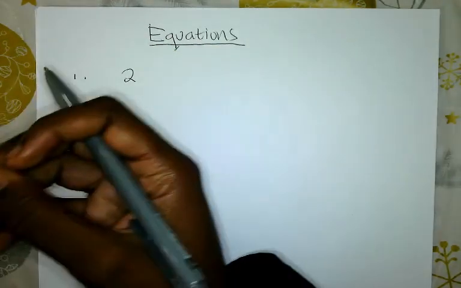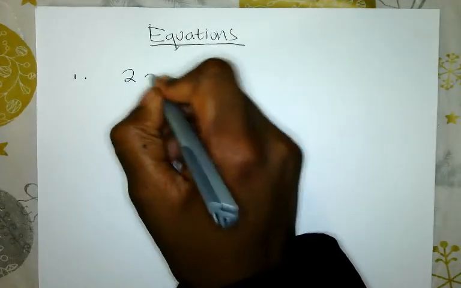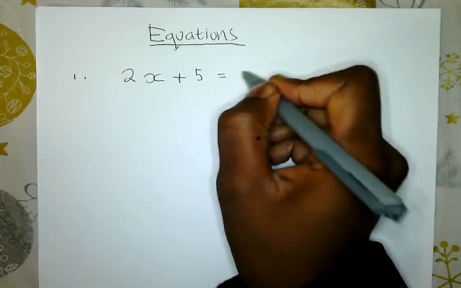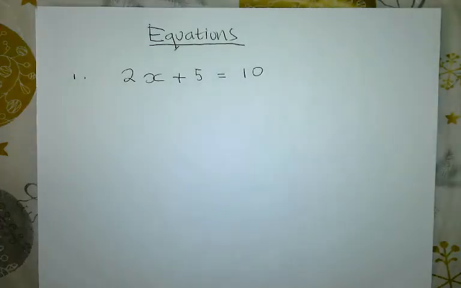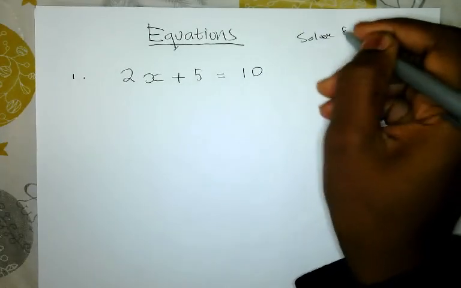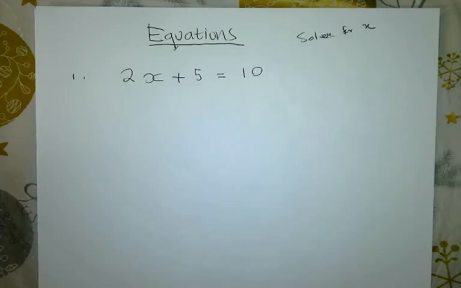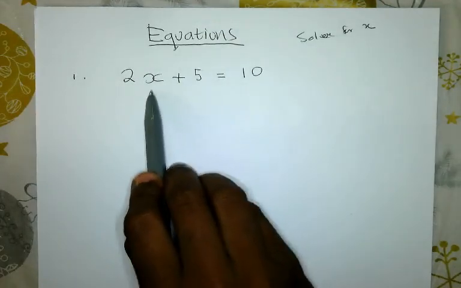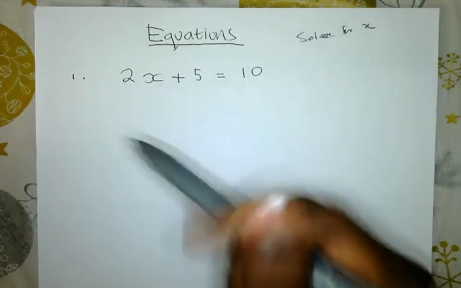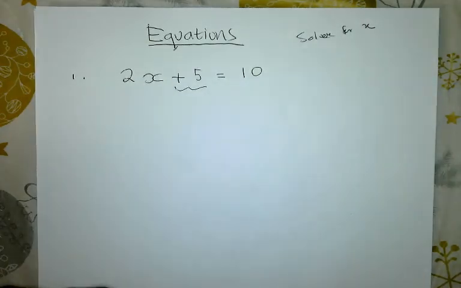You must have done this in grade 9 and 8. So that's just a revision. If you are given something like this and the question will say solve for x, what are we going to do? Basically, we want to isolate x to be alone. Everything that we are doing is so that we can find the value of x. So the first thing is to get rid of the 5. How do we do that?